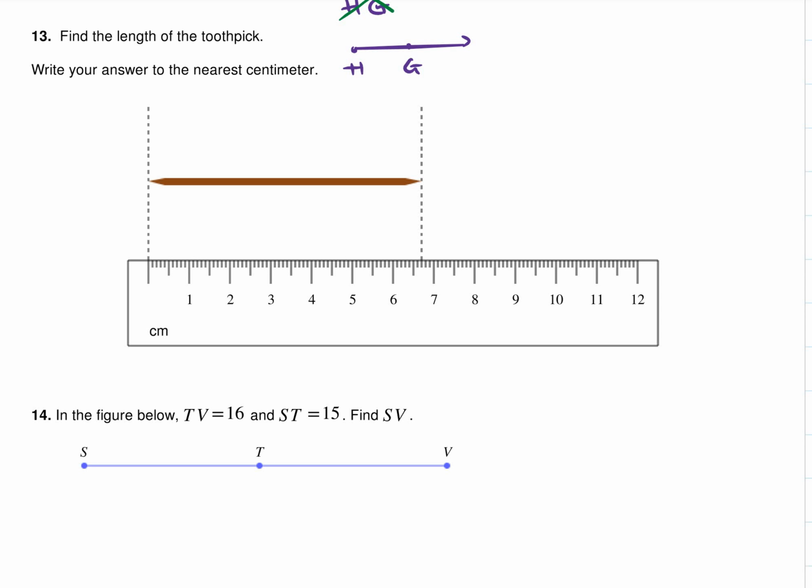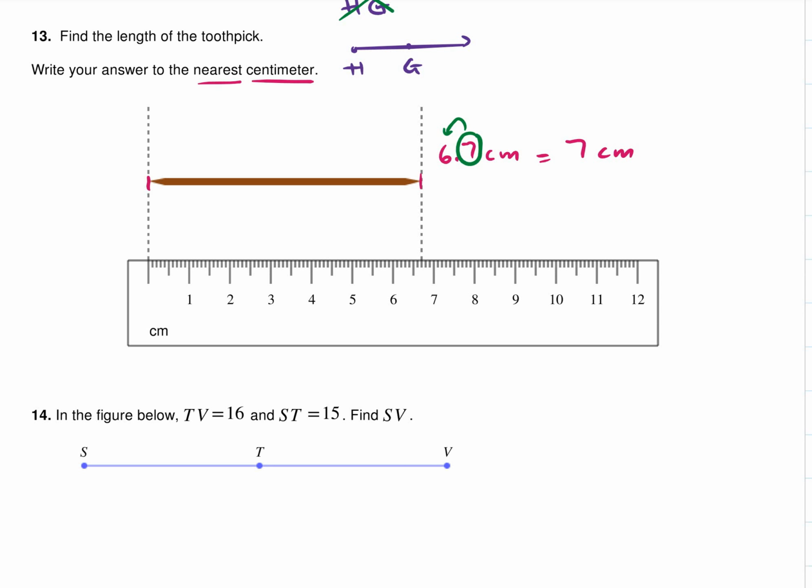Write your answer to the nearest centimeter. So this toothpick starts from 0 to, let's say, 6.7 centimeters, but they want you to round it to the nearest centimeter. That will be 7 centimeters. Okay, if your helping number is greater than 5, you round up.